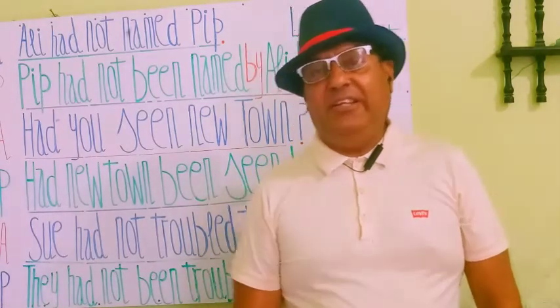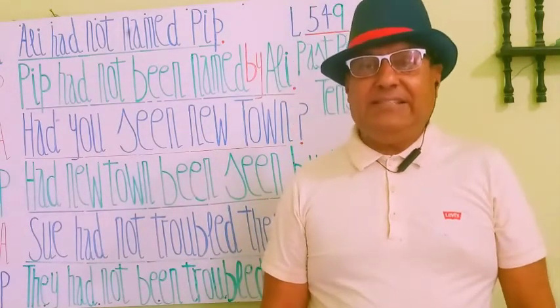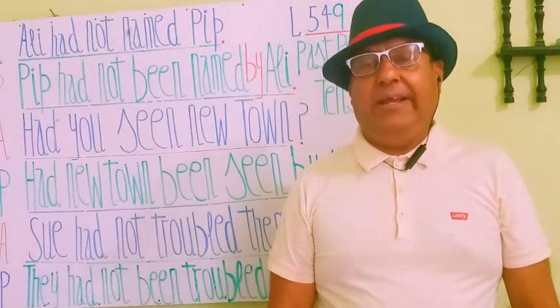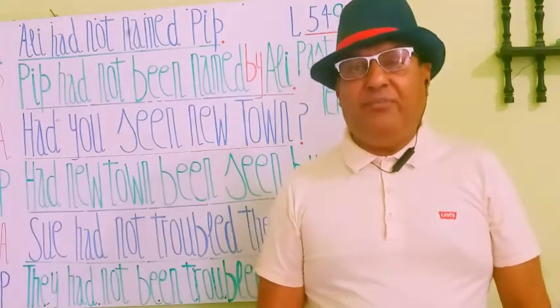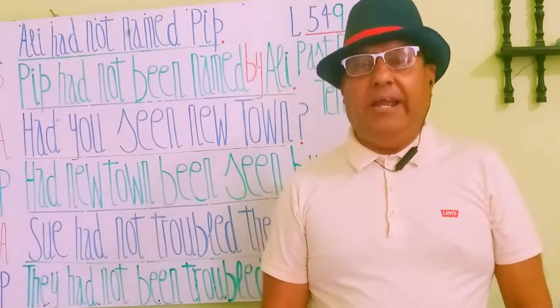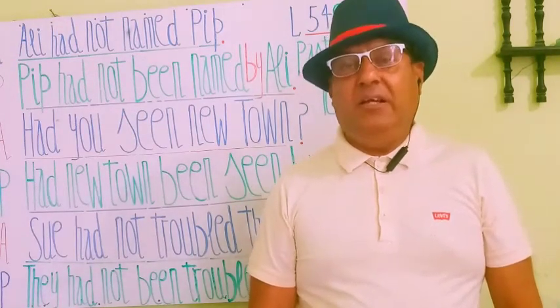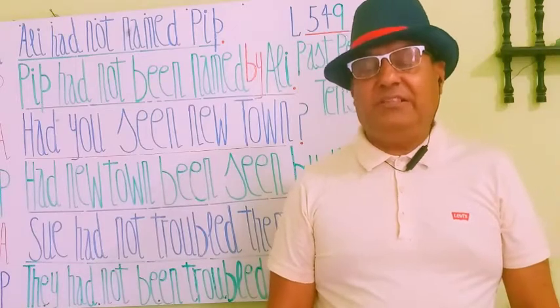Here you see the changes. Pip stands here as a subject, and Ali stands as an object, and been is added for the passive statement, and this is a negative sentence. Let's proceed to the next phrase.